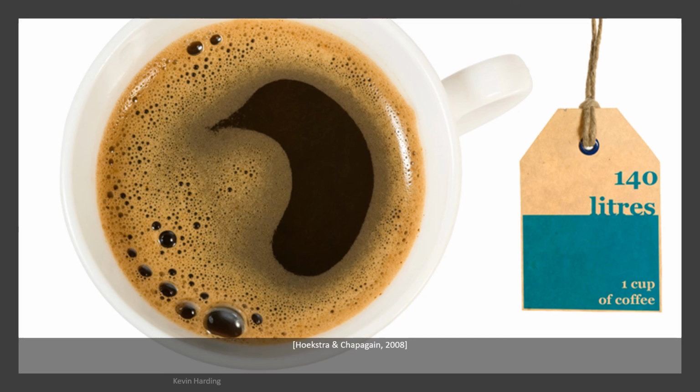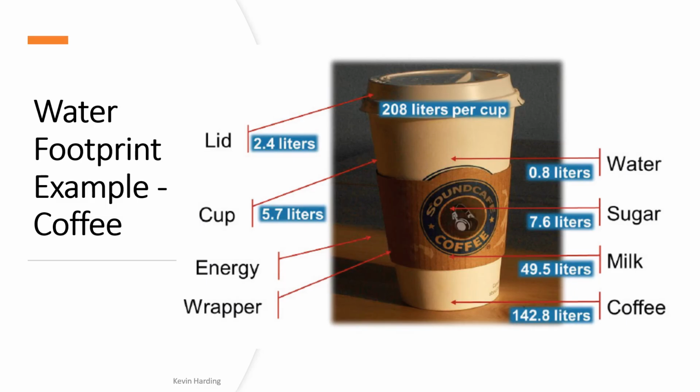So not just water footprinting. How have we defined everything here to get the 140 liters? This is a reference from Hoekstra and Chapagain. I also have another reference. And unfortunately, I don't have this reference in front of me. I'll go and find the paper and share it with you later. But here's another reference who says that for 1 cup of coffee, we have 208 liters per cup. So this time they've at least given us a little bit more information that says that there is 2.4 liters from the lid. There is some from the cup.